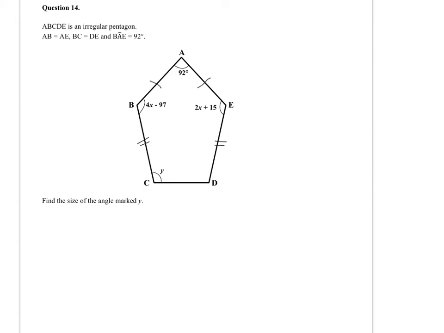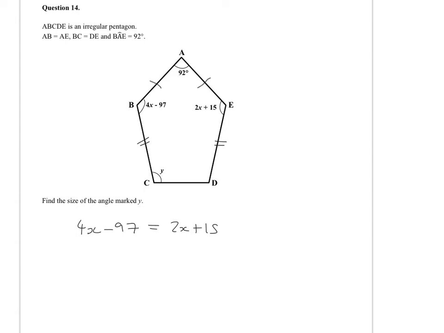What we need to do is identify that because this line is the same as that line, and this line is the same length as that line, we're going to have these two angles equal, so we can form an equation from that. So 4x minus 97 equals 2x plus 15.